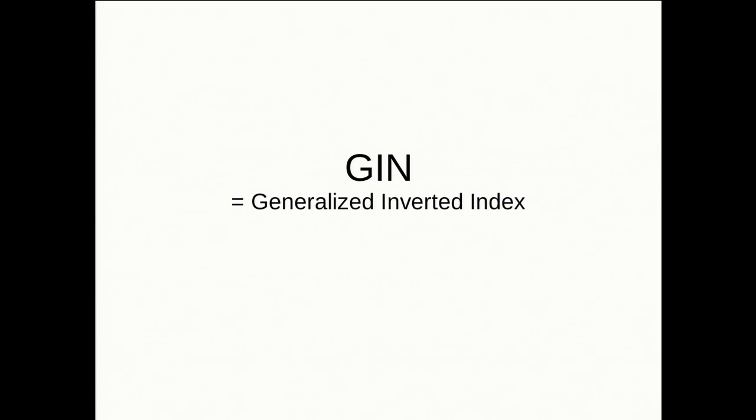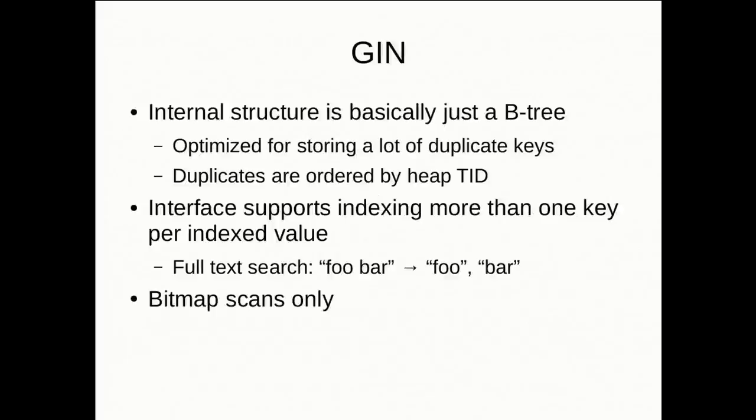The next index I'm going to cover is the GIN index. The reason I'm covering that next is that GIN is pretty close to a B-tree, actually. The use cases are quite different. You use GIN for full text search and things like that. But internally, a GIN index looks a lot like a B-tree. It's a B-tree optimized to store a lot of duplicate keys. That's the defining property of a GIN index. In a normal B-tree, if you have a million rows that all have the same key, it's not very efficient at packing them. GIN is.